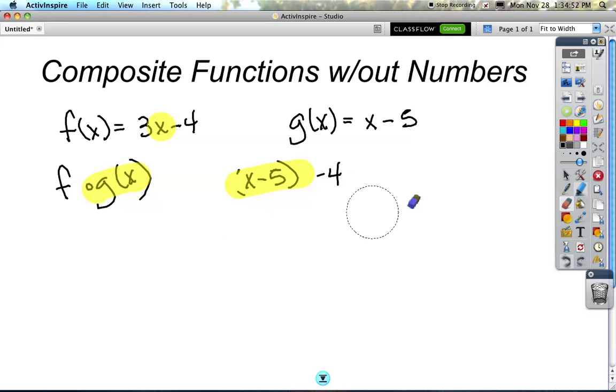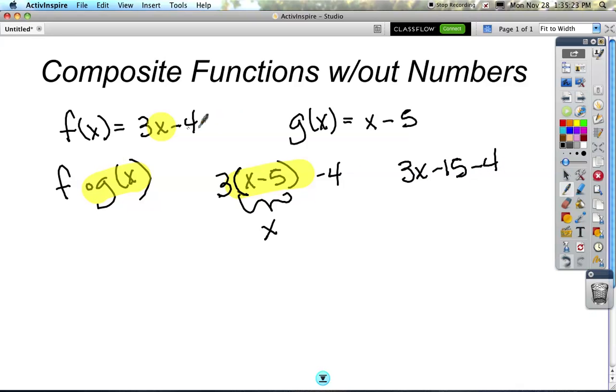Let me say that again. You are replacing. This is now your x. It would only be 3. That's right. If this is your x, the only thing that goes in front of it is a 3. So we're going to distribute. So 3 times x is 3x. 3 times -5, -15. Minus 4. Don't forget that the minus 4 is still out there. So it'll be minus 19. 3x minus 19 is your f of g of x.